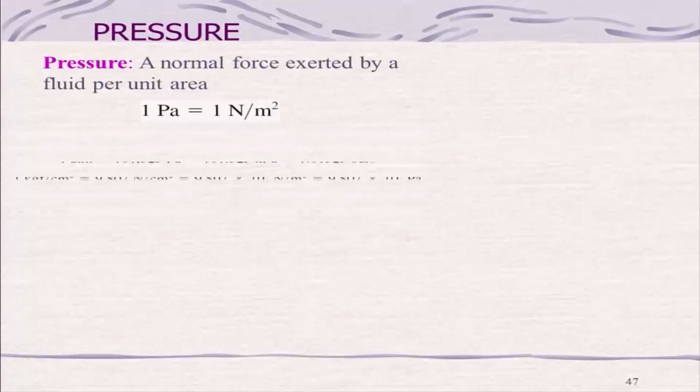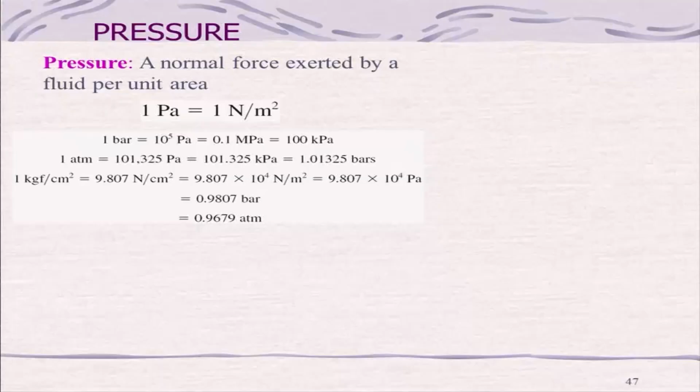Do you have a feel for what this 1 Pascal means? It is a very, very tiny pressure. 1 Pascal is a very tiny pressure. Why is it so? If you look at it, 1 atmospheric pressure is equal to what?